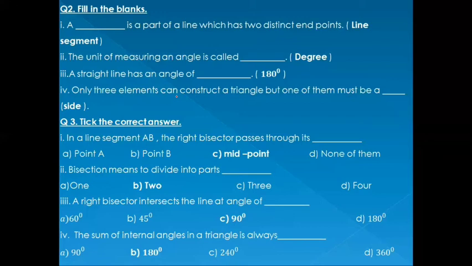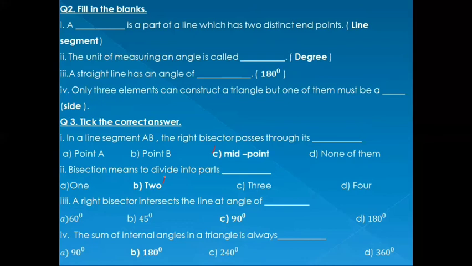So dear students, question number 3, check the correct answer. In a line segment AB, the right bisector passes through its dash. Oh, the right bisector passes through the midpoint. Here, the answer is midpoint. Bisection means to divide into two equal parts. How many? Bisection means 1, no, 2, yes, the right answer is 2. Not 3, not 4.